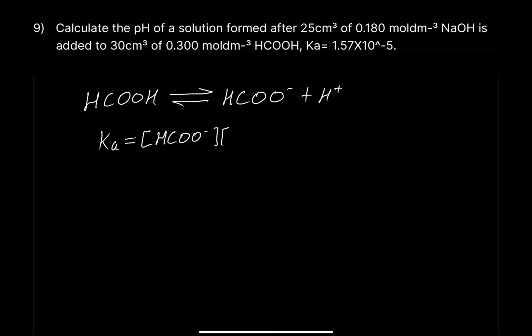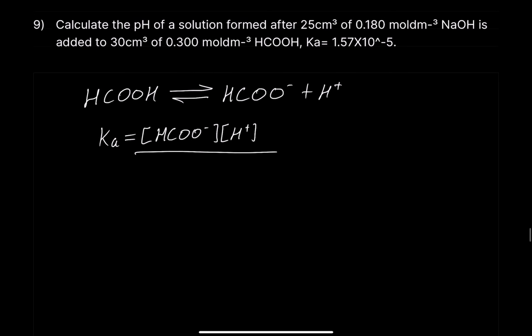So multiply that here, and these are always going to be multiplied. There's no powers in this case, because there's no difference in my molar ratio. It's a 1-to-1 molar ratio, so there's no need to introduce any different types of powers. So HCOO⁻ times H⁺ over HCOOH.